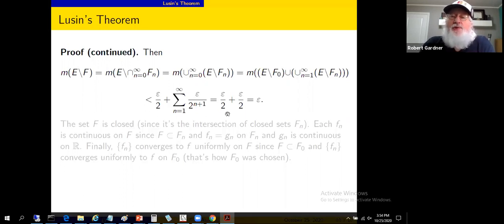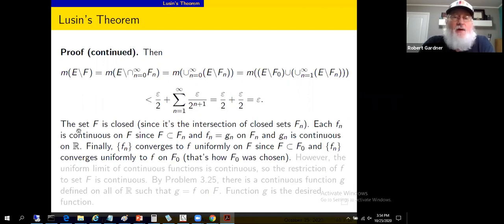We've got an epsilon over 2 from this set. These sets, we had epsilon over 2 to the n plus 1, n equals 1 to infinity, geometric series with ratio 1/2. Sum that geometric series, you'll get epsilon over 2. So epsilon over 2 plus epsilon over 2 equals epsilon. We got the measure of E set minus F is less than epsilon. That we wanted. We still don't have the function G.